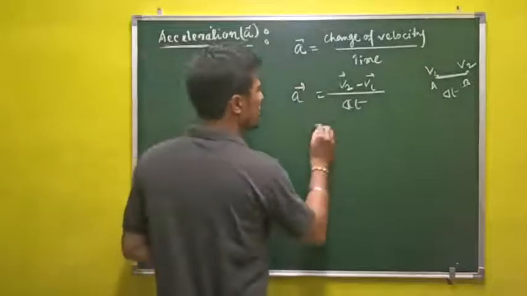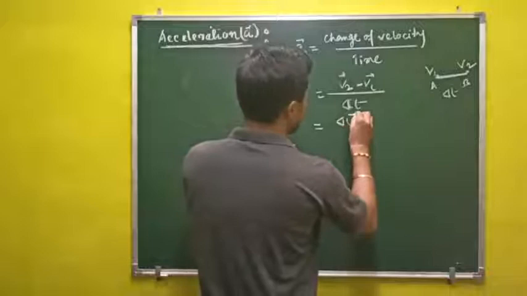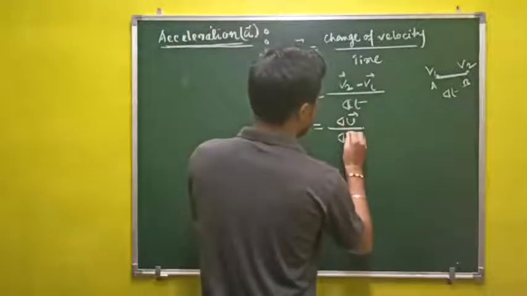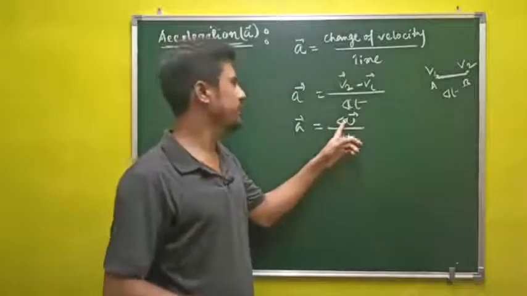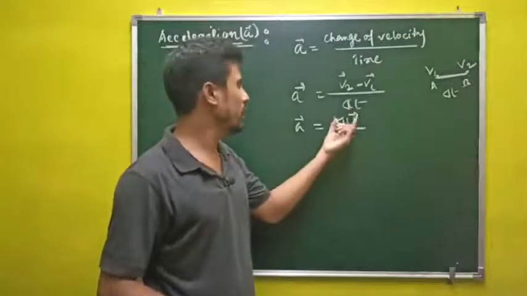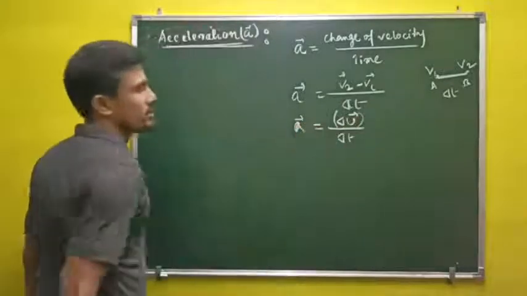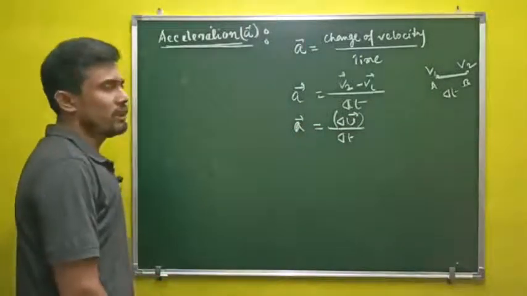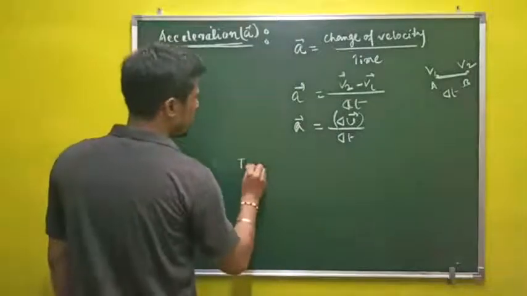So you see, acceleration is a vector quantity. The direction of this vector quantity will be along the direction of the change of velocity vector. This is a vector quantity along this direction, and the direction of the acceleration will be the same.